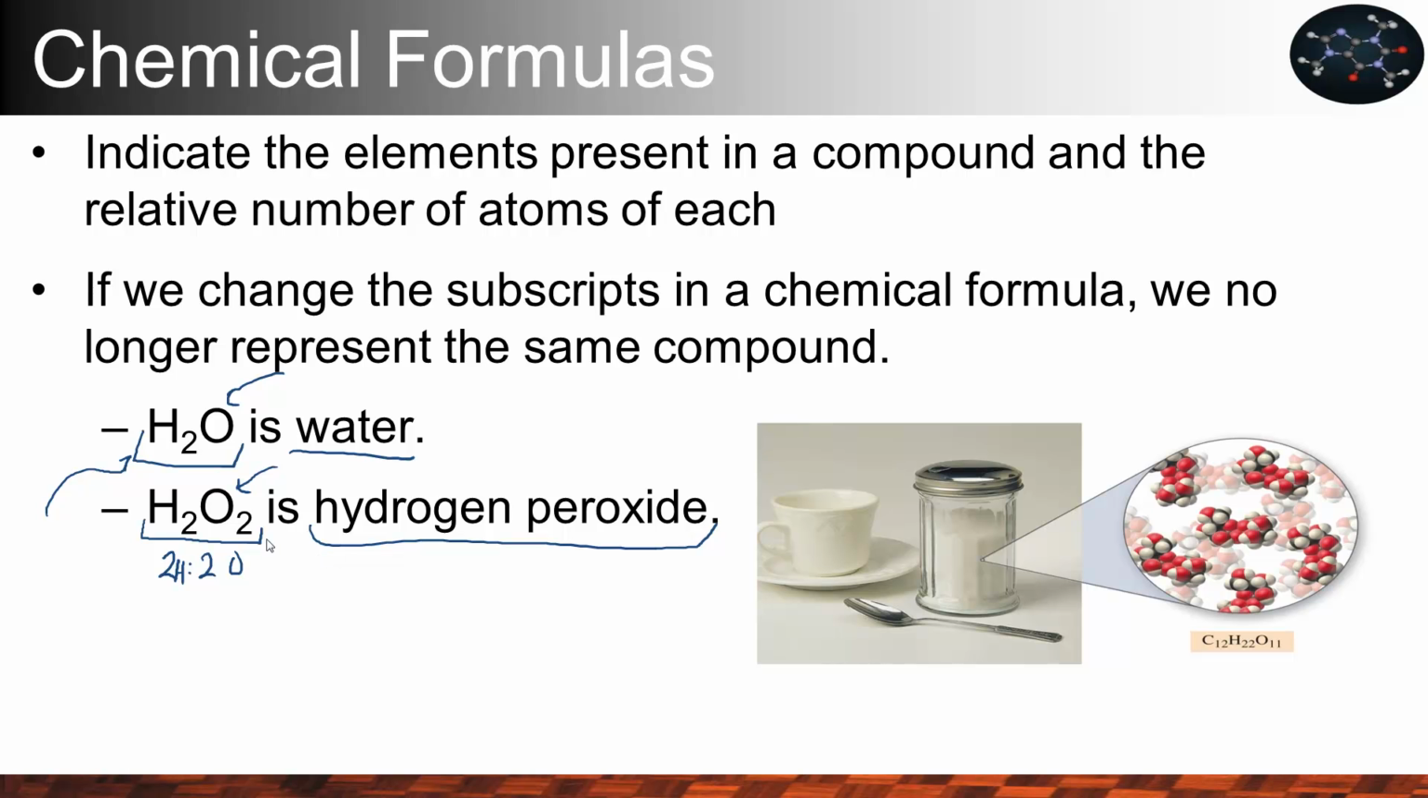So the formula makes up the molecule, and the formula helps us to understand the chemical properties. It defines what type of molecule, what type of substance, and what type of substance defines what properties that chemical will have.